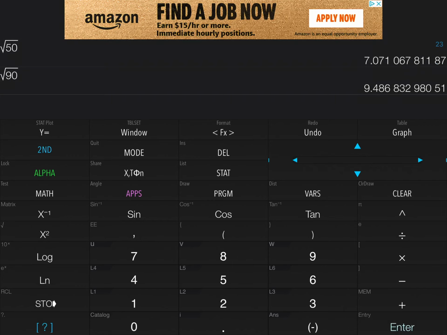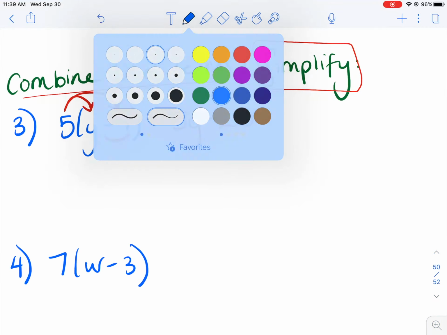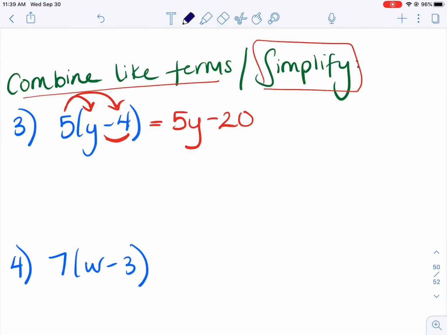Okay, we just have a few more to check in. I wanted to review distributive property too, because we're going to be covering this a lot this year. So when it says combine like terms, but usually we'll say to simplify, all we're going to do is distribute this 5y and distribute the 5 to negative 4. So 5 times y is 5y. 5 times, be careful here, negative 4. So a positive times a negative is a negative 20. And then since these are not like terms, we can't do anything else. We have to just leave it. So that's our answer.